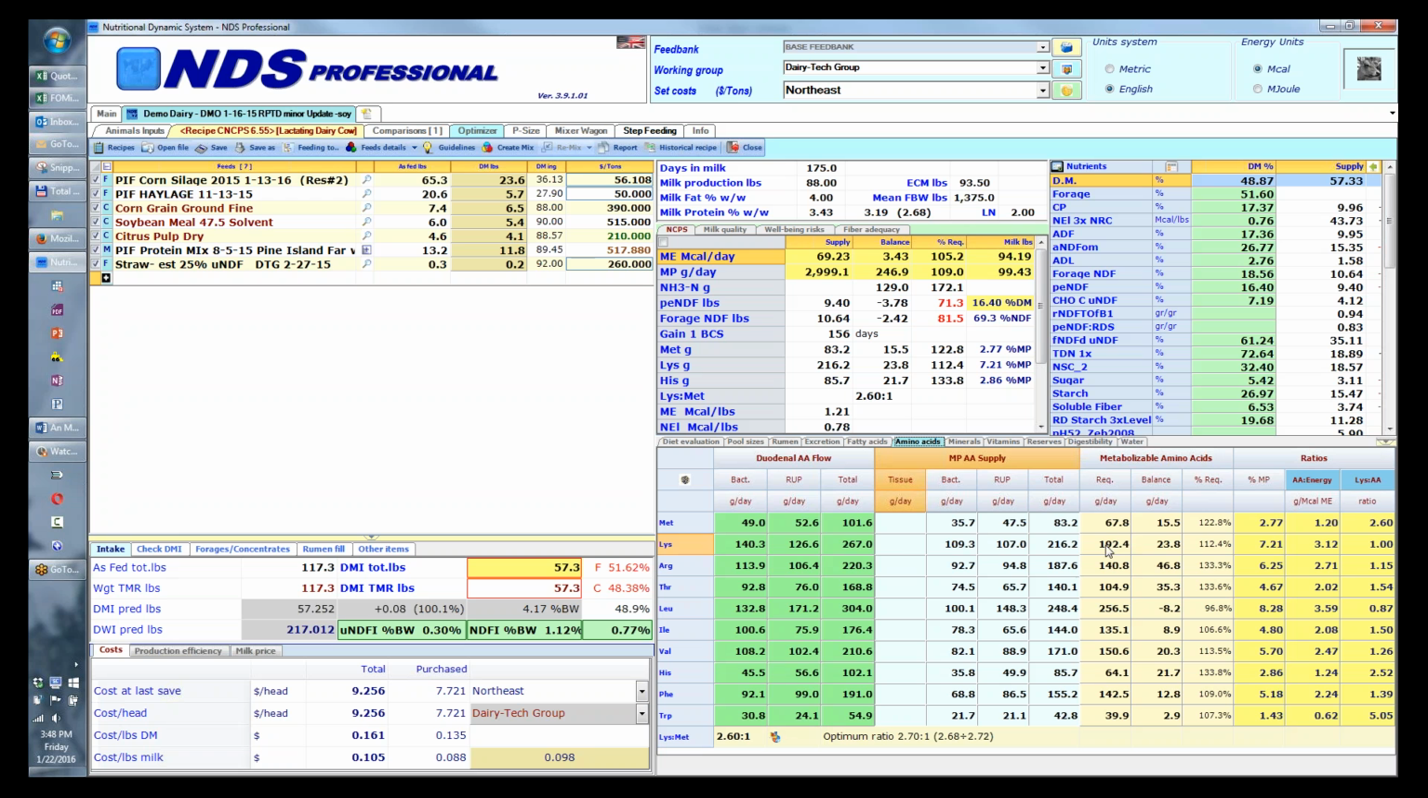I would like you also to notice that there is nothing being contributed by tissue here, and that makes sense. There's no tissue change occurring. This cow is at condition score 3.1. She's projected to stay at 3.1, so we shouldn't be having any effect on the amino acid supply.